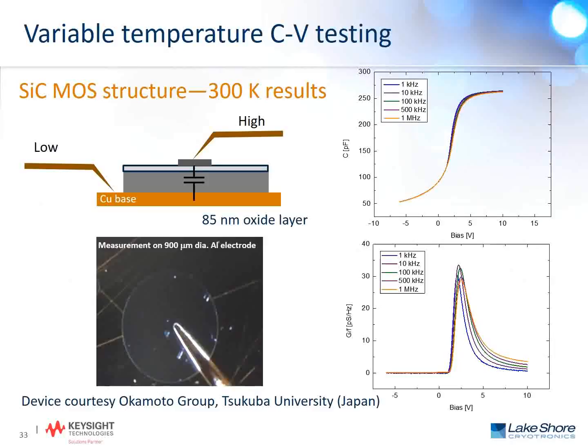It's shown there. We've mounted our silicon carbide MOS onto a copper base, and then we probe the copper base, and as well the 900 micron diameter aluminum electrodes. Because it's an aluminum electrode, we've chosen to use a tungsten tip, which is efficient at punching through the native aluminum oxide layer that can form on the aluminum electrodes. The 300 Kelvin CV results are shown there on the right, and show good correlation as we change the frequency of the CV measurement.